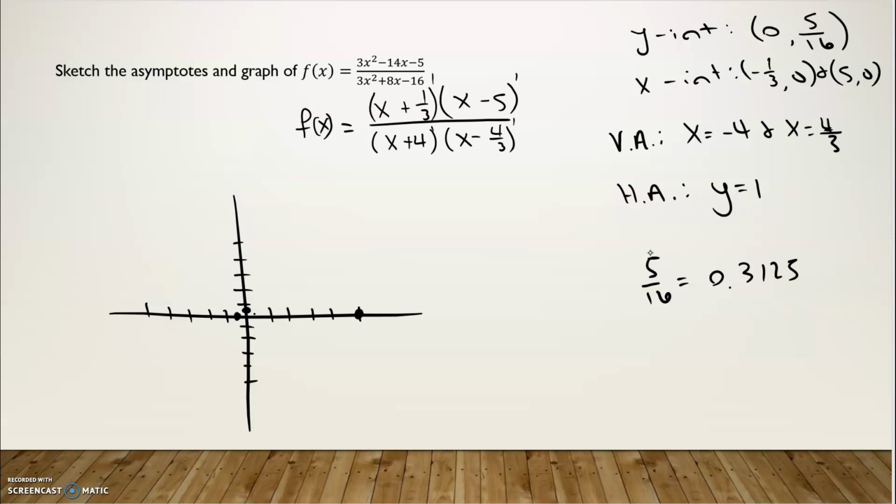We have a vertical asymptote at x equals negative 4 and 4/3. Okay, so 4/3, that is 1 1/4. So that's about here.